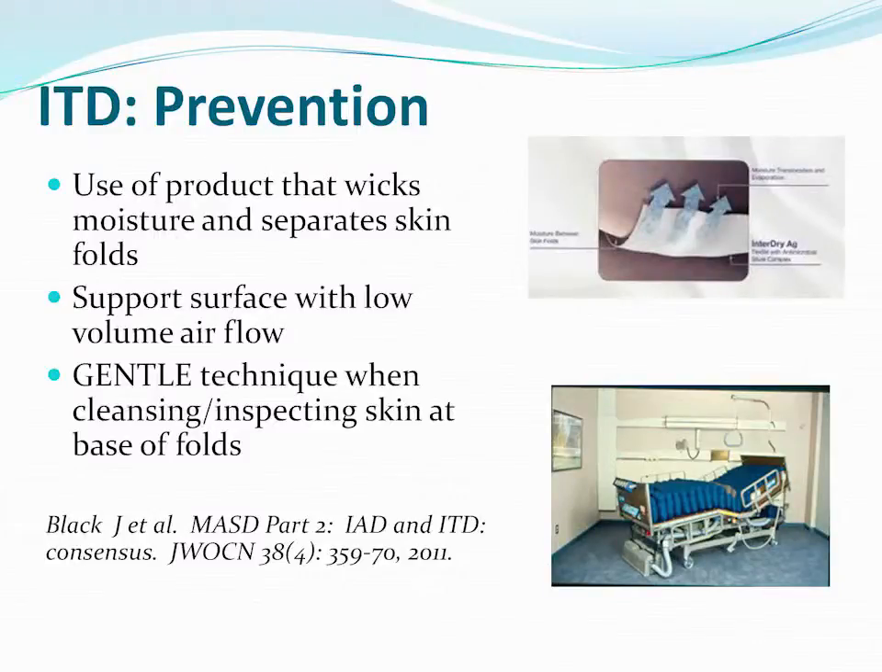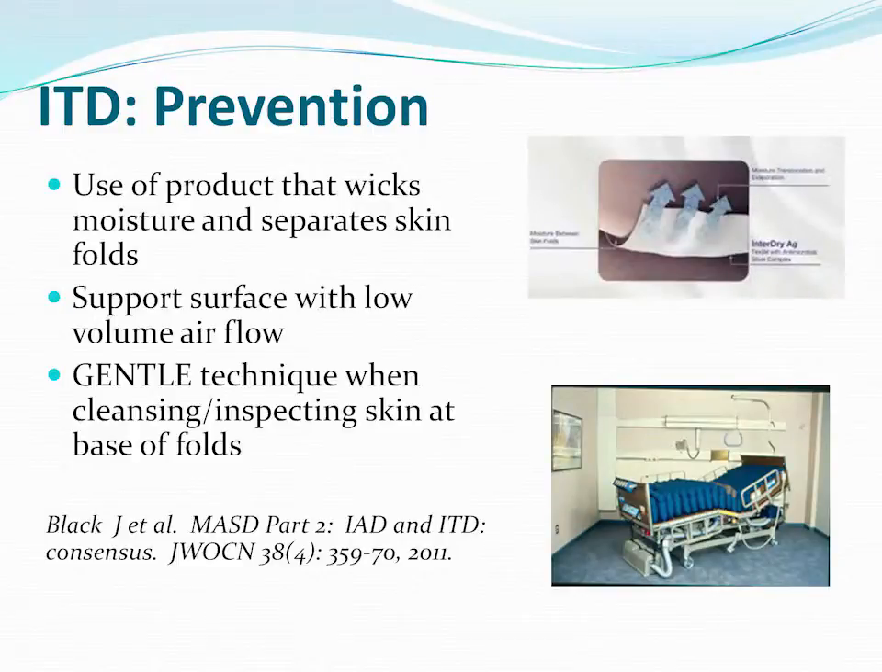So we've talked about characteristics. Where is it? If it's ITD, it is always either at the base of a body fold or on opposing aspects of a body fold, okay? It always starts with trapped moisture. It's always either going to be a linear crack at the base or those kissing lesions. And when you look at the surrounding skin, it's usually macerated. What do you do about it? Well, you want to wick moisture out of the area, and you want to keep the skin folds separated so that they're not rubbing against each other.